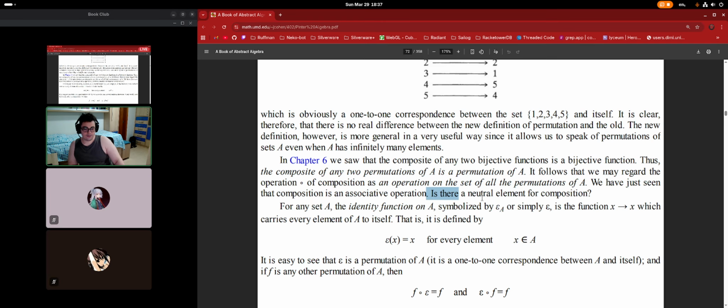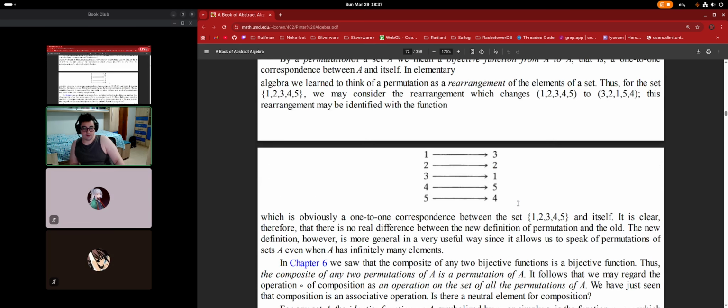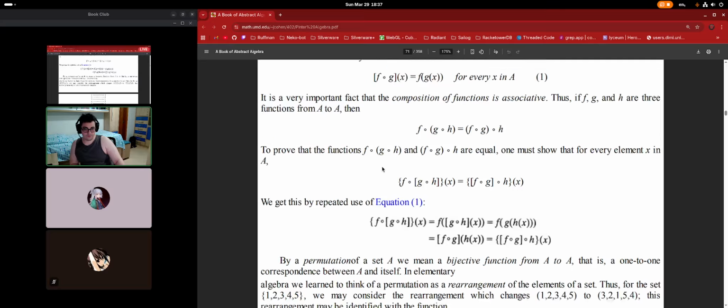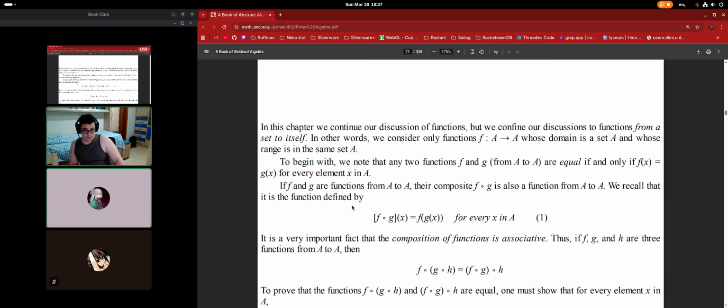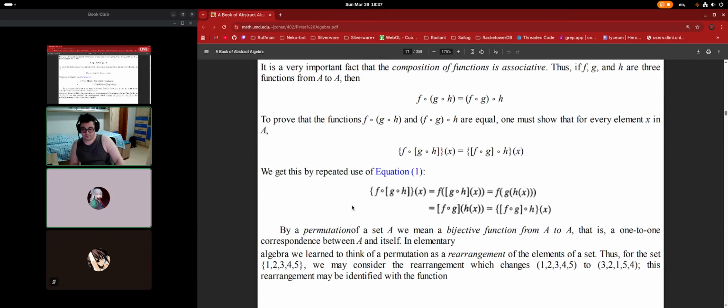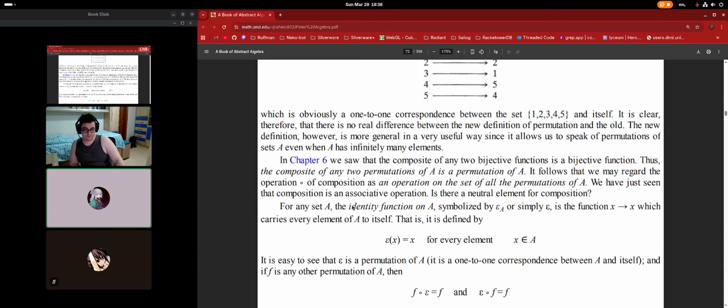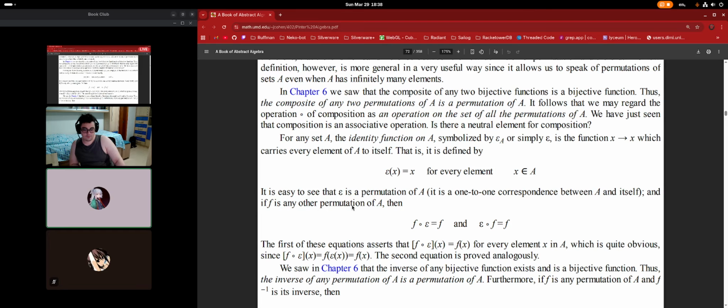Is there a neutral element for composition? Because it's kind of the only missing piece of the puzzle, right? We have an associative operation, and we have the inverses, from the fact that those functions are bijective. So yeah, we're just missing the neutral element.